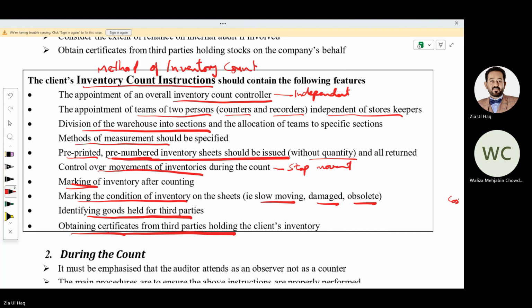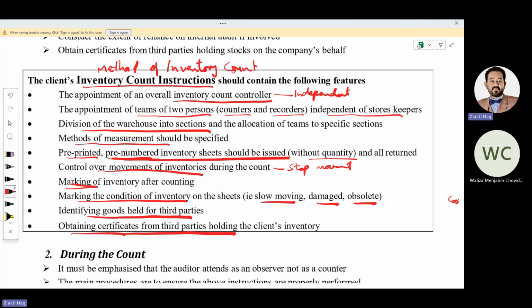So what is the good method for inventory count? There should be an inventory count controller. There should be a team of two, one counting, one recording, and the team and controller should be independent. Otherwise, misuse of inventory by warehouse staff will not be identified. You need to divide the warehouse into different sections so that the team can easily trace inventory and count. The method of measurement should be specified to the team so that they are aware how we should count the inventory.